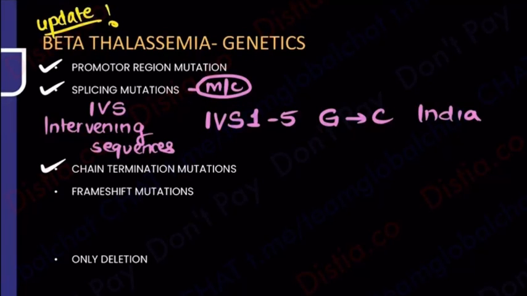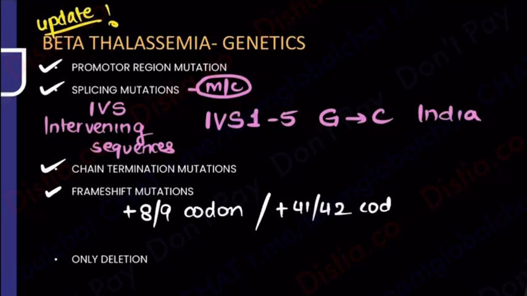After that you have chain termination, which I have told you, so it will either be in the starting or in splicing or in chain termination. Coming to the next, we have something known as frame shift mutation. Now frame shift mutation usually occurs at the 8th, 9th codon, or it occurs at the 41, 42 codon. Again, something that you'll have to memorize.